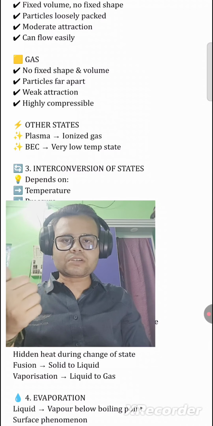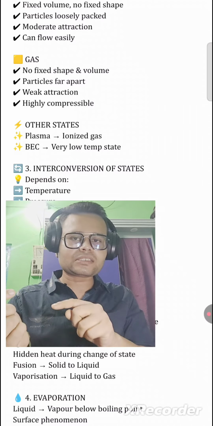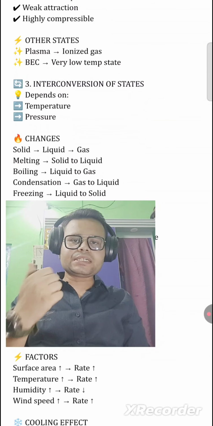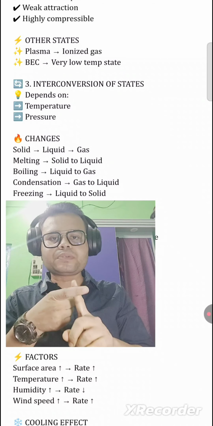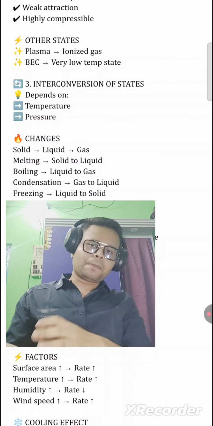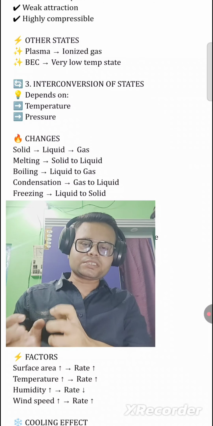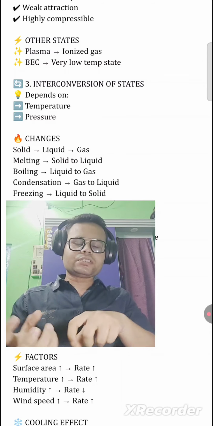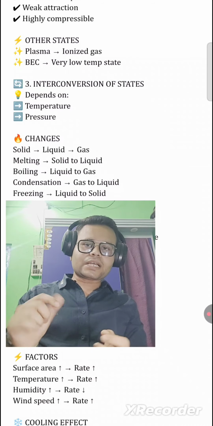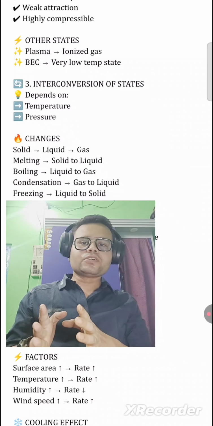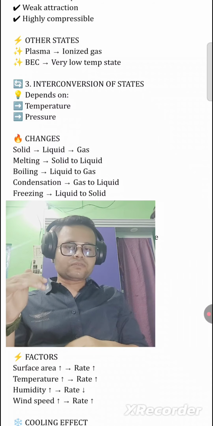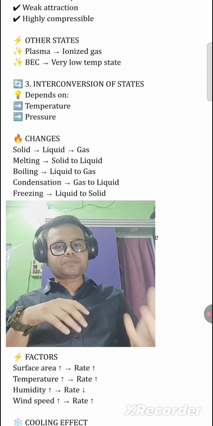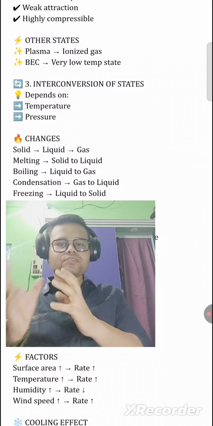Other states we also talk about are plasma, an ionized gas, and BEC, the Bose-Einstein condensate, a very low temperature state. Interconversion of states depends upon temperature and pressure. When temperature is applied to a solid it converts into a liquid, and applying temperature to the liquid converts it into gas. Pressure also matters: if you increase the pressure, you can compress a gas into a liquid and a liquid into a solid.